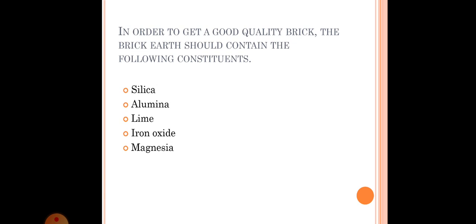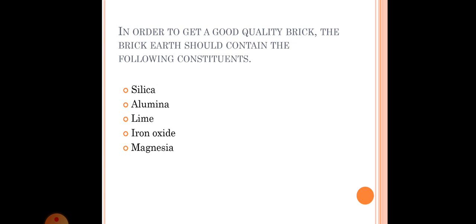And even if iron oxide is very less, the brick will become yellowish in color. It will become lighter in color. So it should be present, say, about 3 to 7% in order to impart the correct color to the bricks.